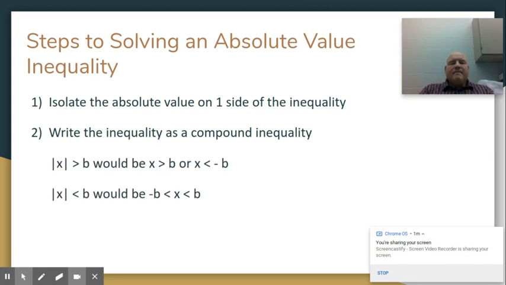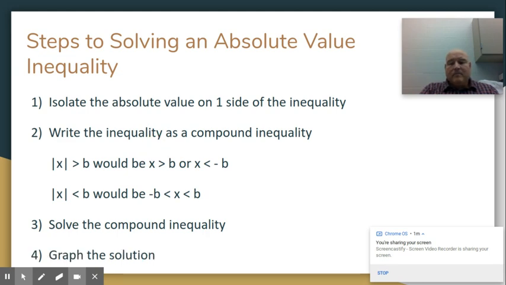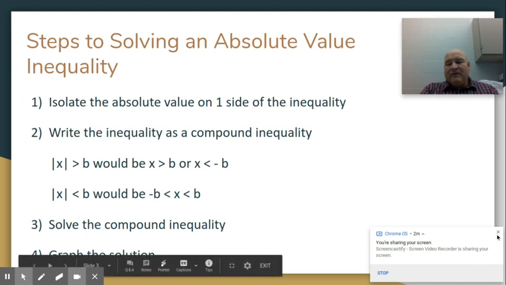If it's greater than, it's going to be an or. The absolute value of x is greater than b would be x is greater than b, or x is less than the opposite of b. If it's a less than, it's an and. You're going to write it as a single line: opposite of b, less than x, which is less than b. You do the same thing if they're equal to's. Greater than or equal to is an or, less than or equal to is an and. Then you'll solve the compound inequality. And then finally, you'll graph your solution.